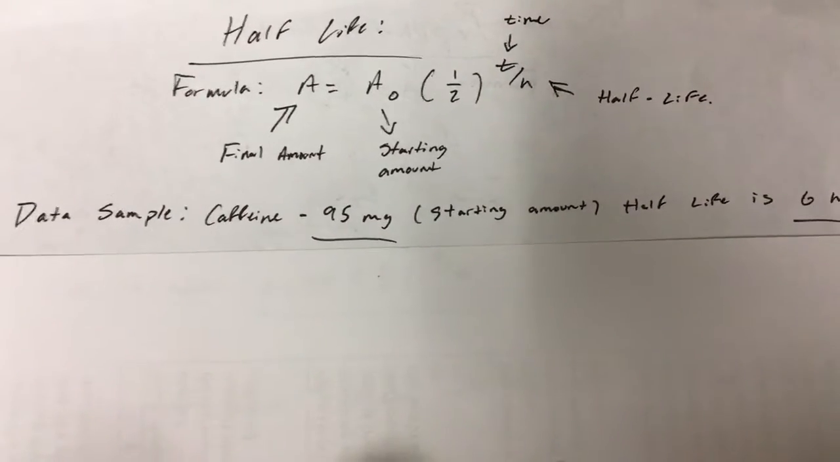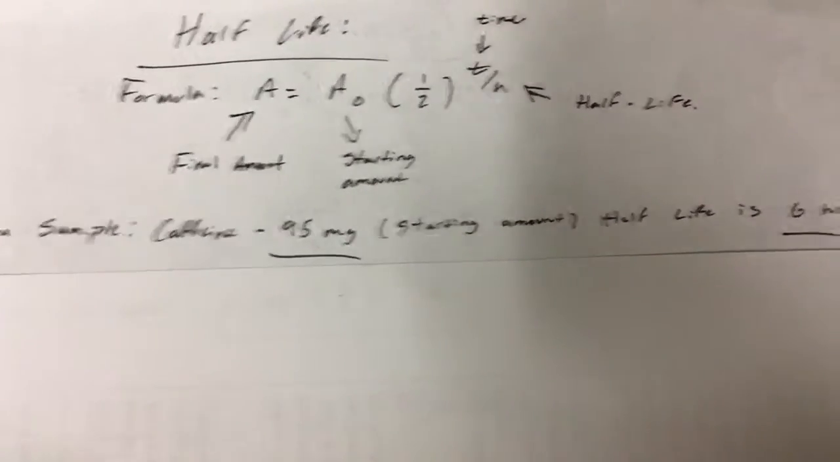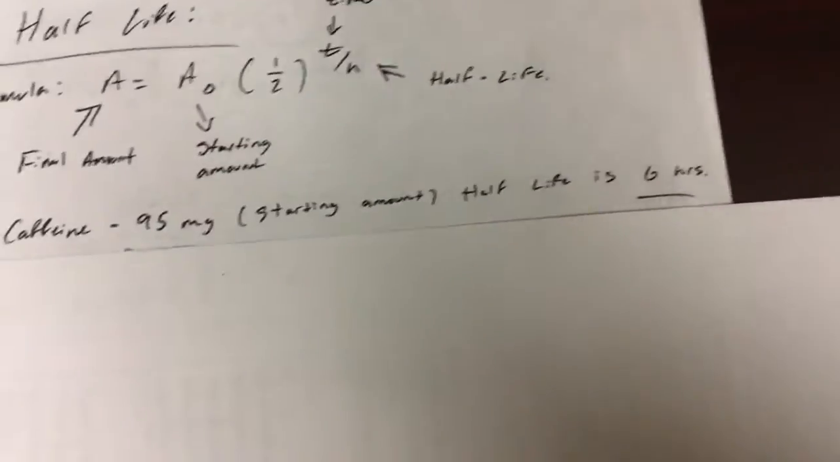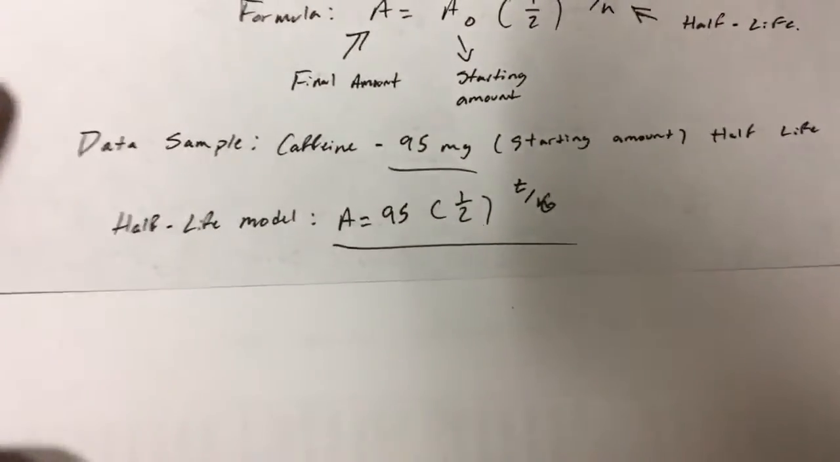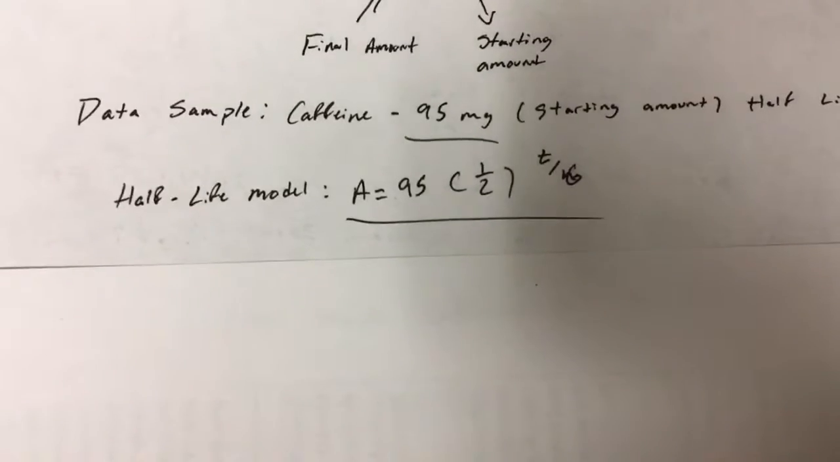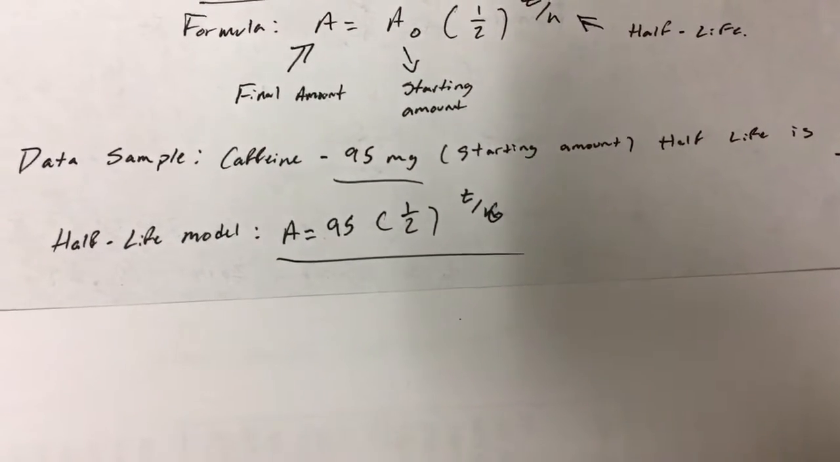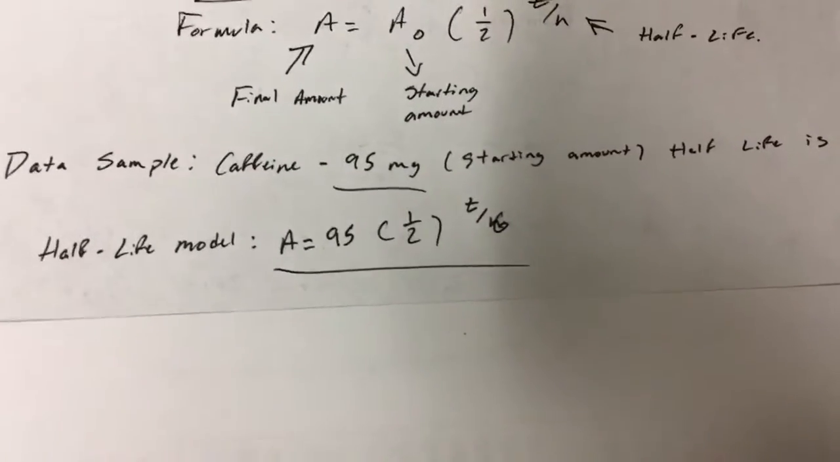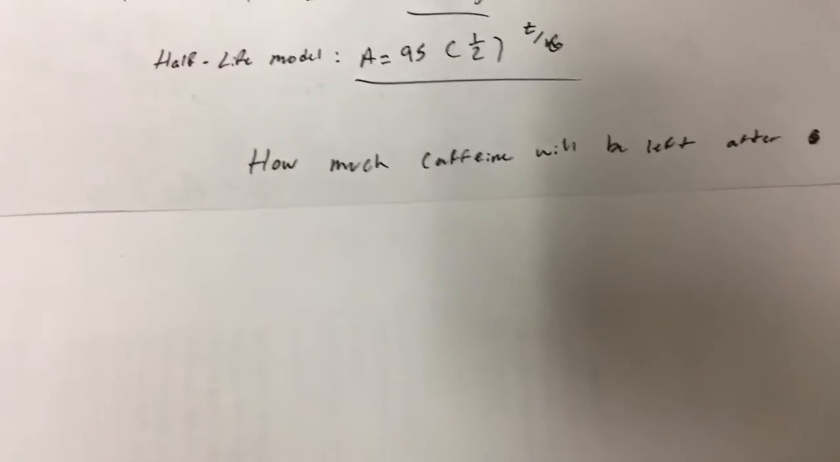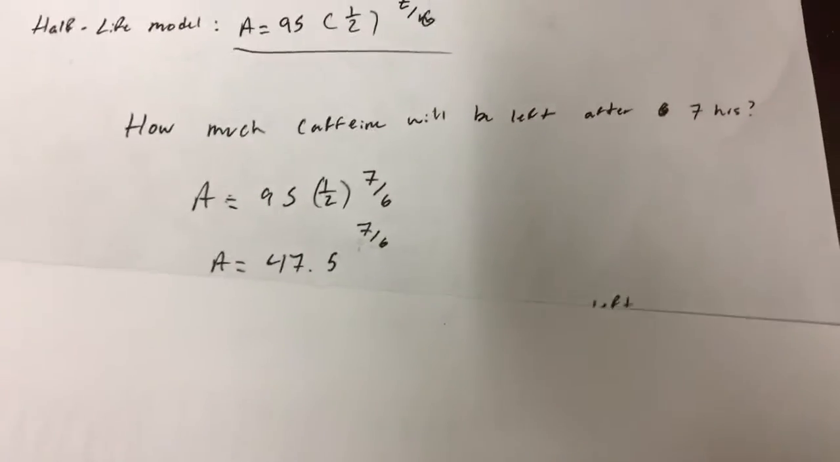Caffeine has a 95 milligram starting amount, and its half-life is 6 hours. And then the model would be your final amount would be 95 times 1/2 to the time divided by 6 power. And the time would be 7 hours.